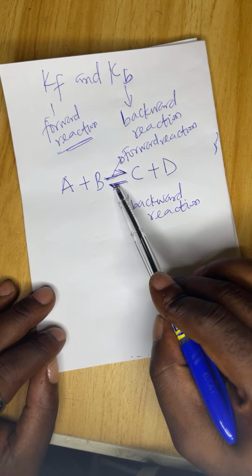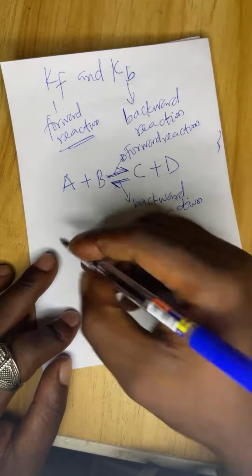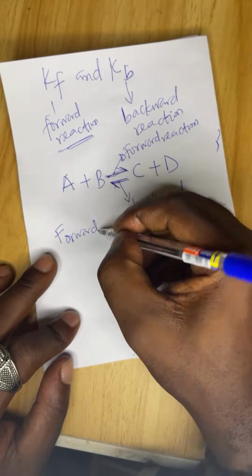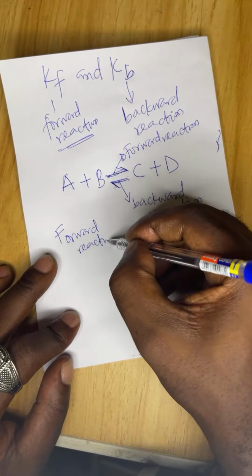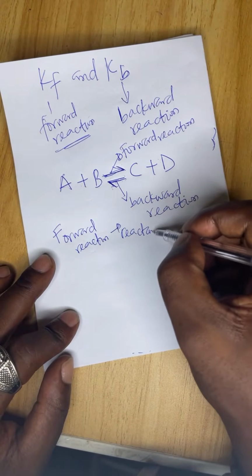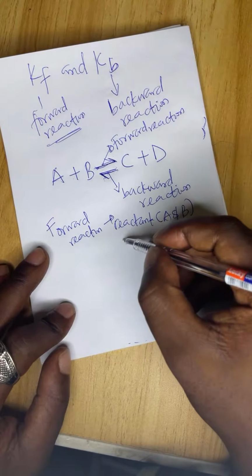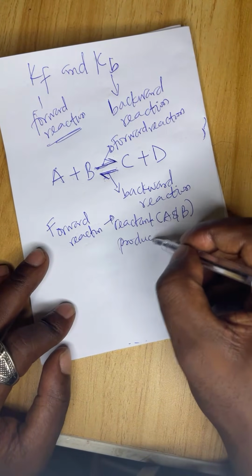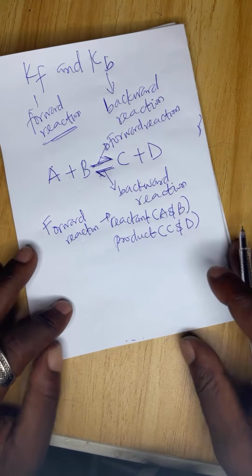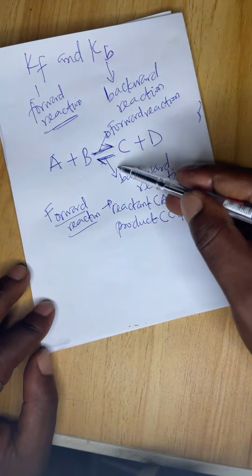What is the product for that arrow? That means for the forward reaction, the reactant is A and B and the product is C and D. Good. That's for the forward reaction, because I already blurred the backward reaction.